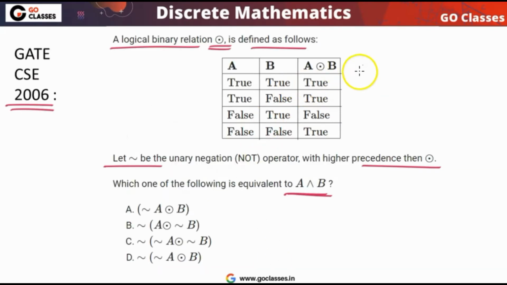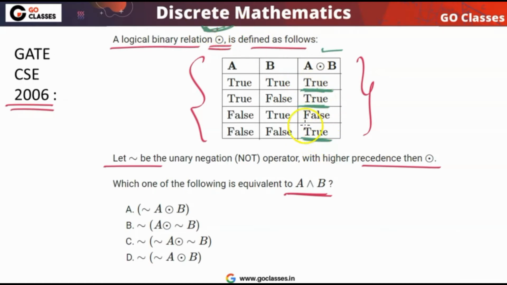So the question is very simple. In this type of question, when a new operation has been defined, you can notice the operation has been defined by this truth table. If we notice this truth table, then we can find what this operation is. So remember, in this type of question, first you should find what this operation is. See, this new operation is mostly true.